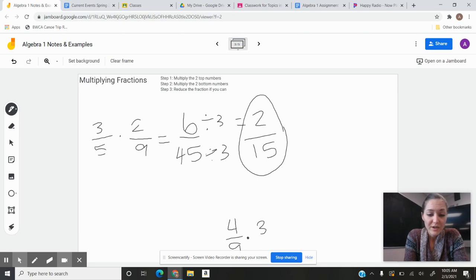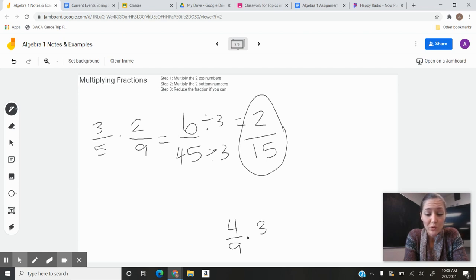This bottom one right here is actually number 6. I'm not going to go over that one, like give you the answer, but I'm going to tell you how to get started on that one if you're having trouble. So we have 4/9 times a whole number, 3. And you might be thinking, wait, is 3 the top, the bottom? How do I even multiply a fraction with a whole number?